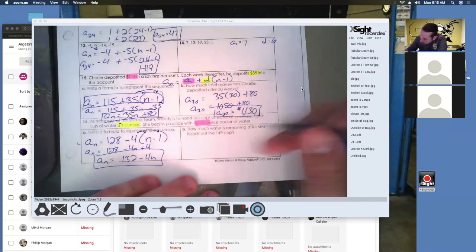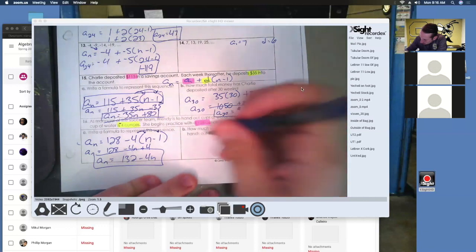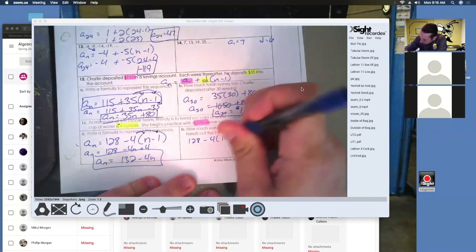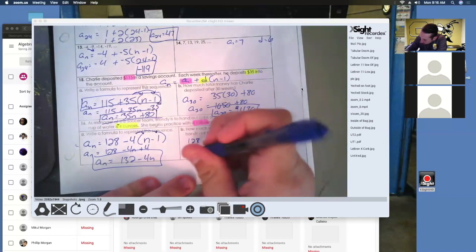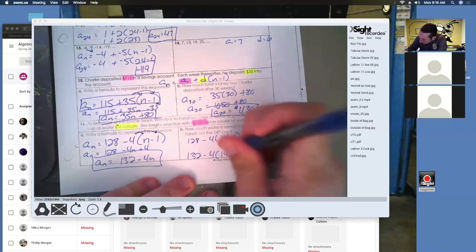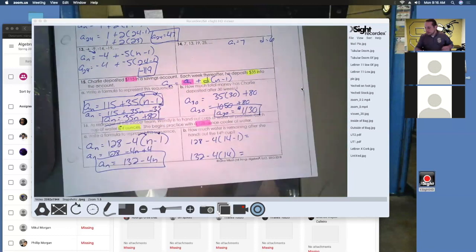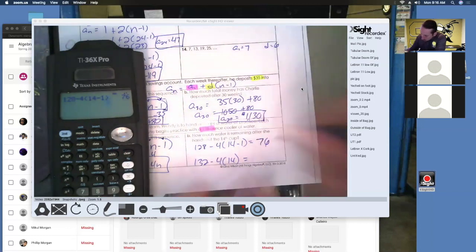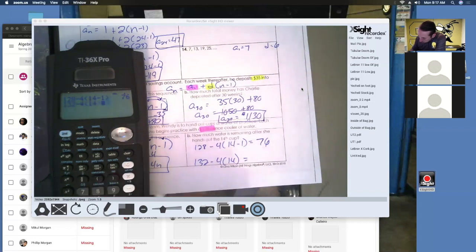So when we plug this in, I'll do it both ways. So we'll do 128 minus 4 times 14 minus 1, and then we can do it 132 minus 4 times 14. Again, you don't have to do both of them, but just to kind of play around with it and make sure they're both right. 128 minus 4 times 14 minus 1. So we get 76 here.